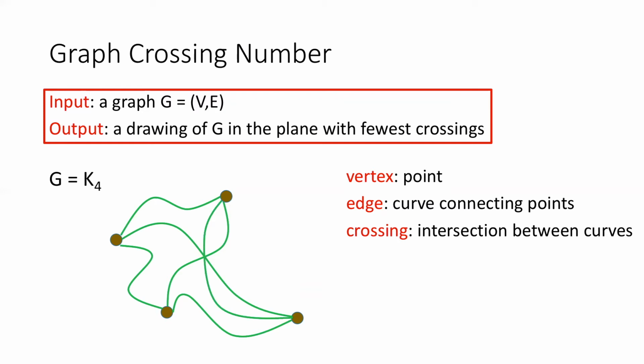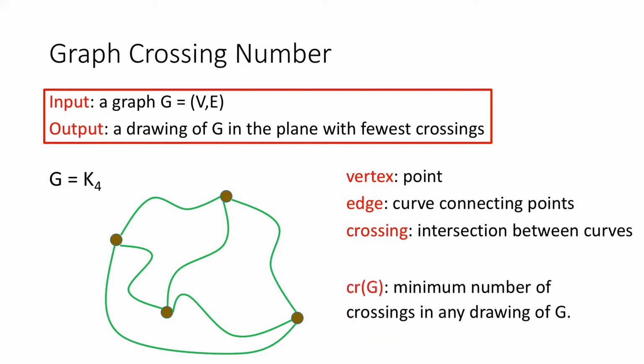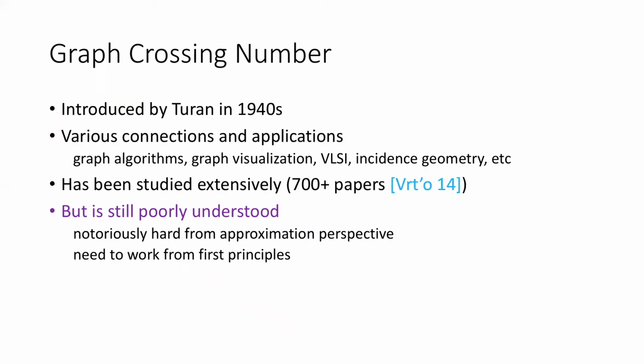And in fact, we know that K4 is actually a planar graph. So if we draw it like this, then we get a drawing with no crossings, which is also a planar drawing. So the crossing number of a graph is simply the minimum number of crossings over all drawings of G. And the graph crossing number problem is to compute or approximate this number, and also to find a drawing with this many crossings.